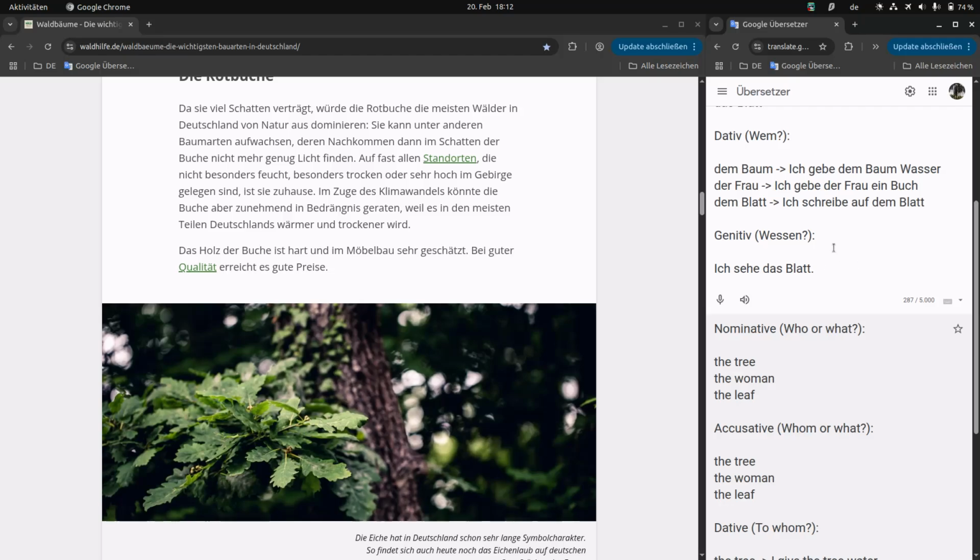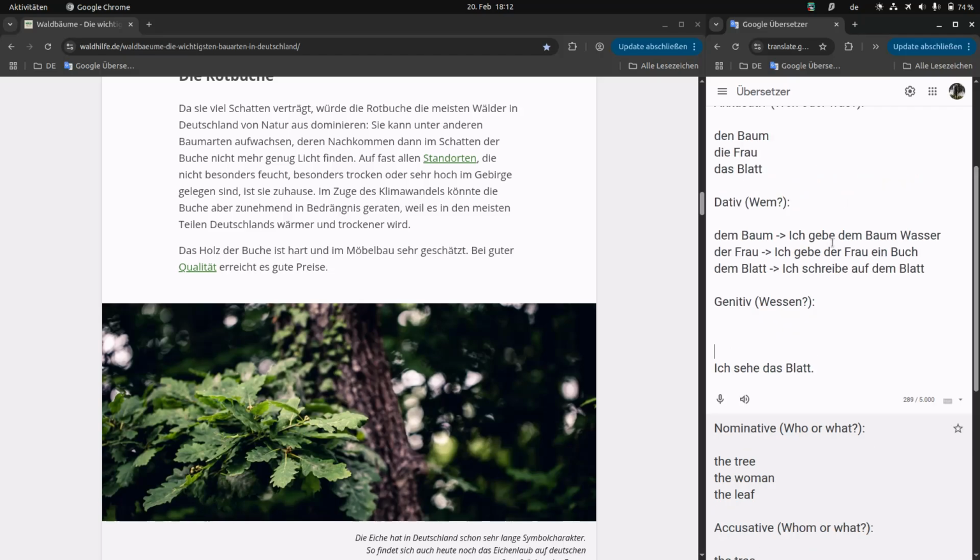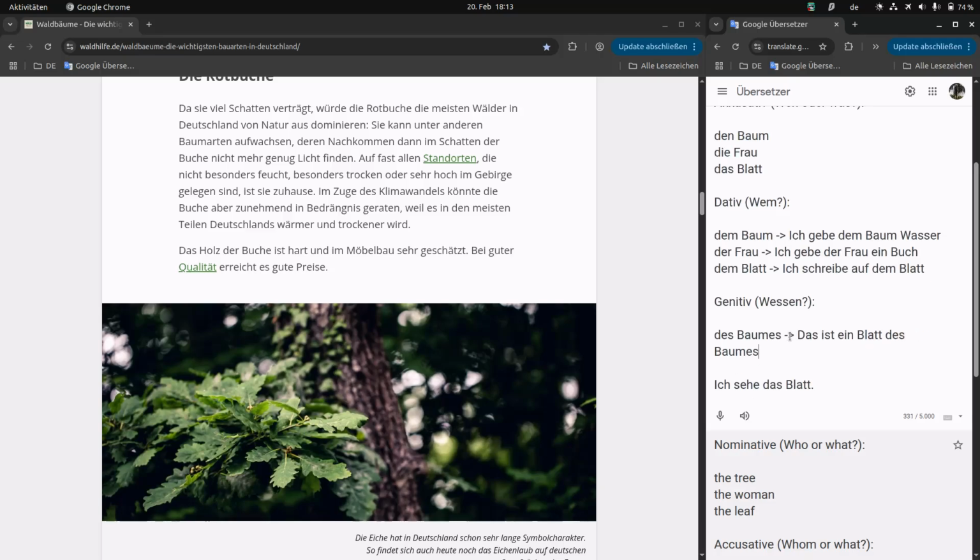And the genitive case, which can be a bit more confusing, is wessen, so whose basically. So for the masculine form, for the der form, der Mann, des. Did we have man? No, we had tree. Sorry. Der Baum, so des Baumes. And this is like, das ist ein Blatt. Sorry. Blatt des Baumes. This is a leaf of the tree.